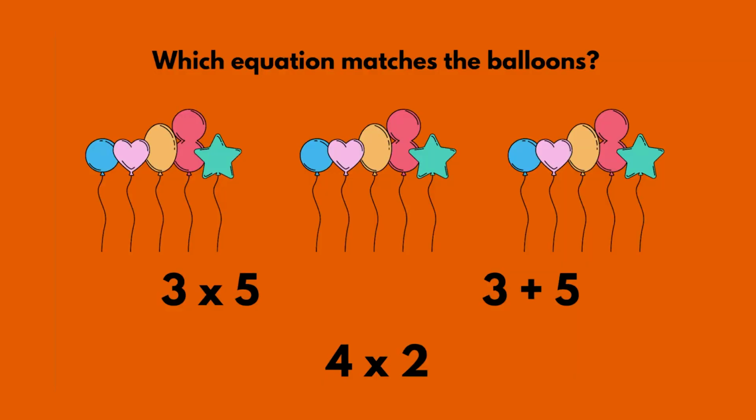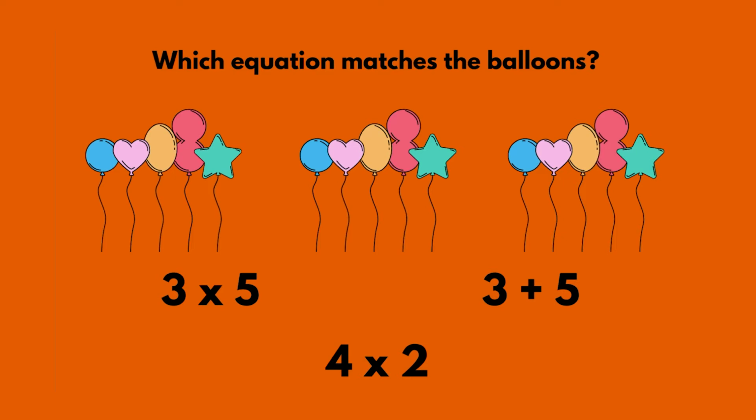Now we've got some balloons we're looking at. Instead of coming up with our own equation, we're trying to decide which of these equations matches our balloons. So first, let's look only at that picture and not worry about those equations on the bottom. I notice that the balloons are in 1, 2, 3 groups, and each one of those groups has the same number of balloons. How many do you see in each group? That's right, there are 5.